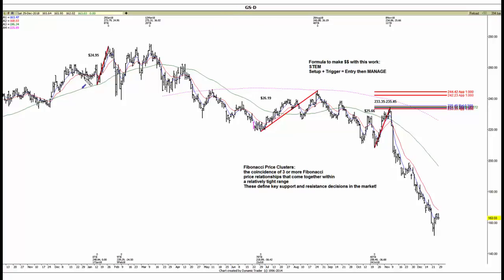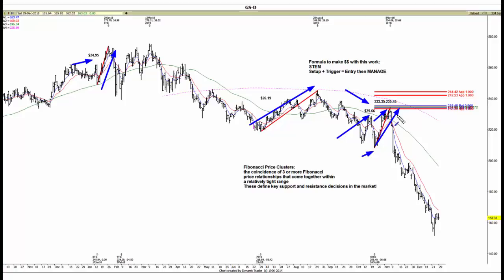Now this is where you had a larger bearish pattern of lower lows and lower highs. And one of the things that I did was compare some of these prior rally swings, like 24.95 and 26.19, from the low at this time to look for possible resistance. So this swing was very similar at 25.66. You also had other key price relationships and a cluster or a sell zone that came in at anywhere from 233.35 to 235.45. Okay, so that area was tested and it held.